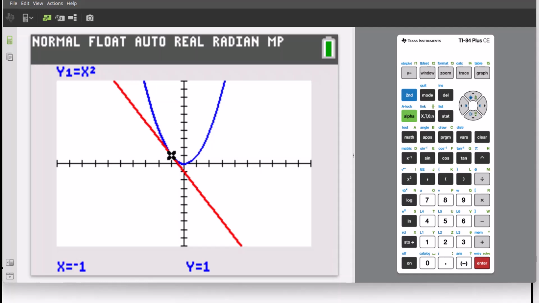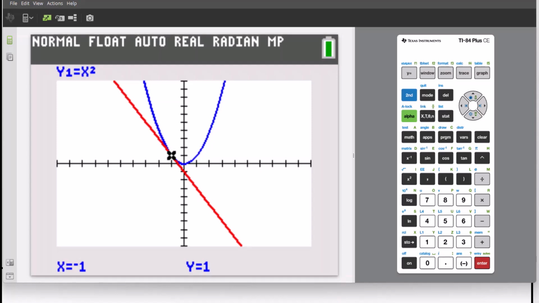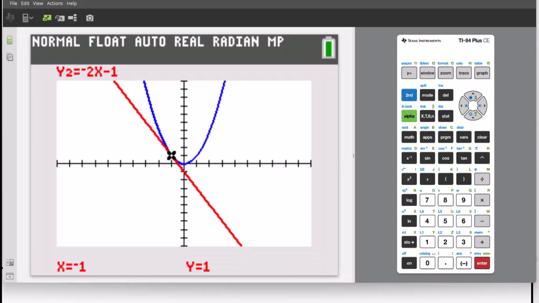And notice that at that location, it doesn't matter if you're standing on the parabola or on the line, the y coordinates will be the same. It gets us y equal to 1 when we're on the parabola, and when we jump to the line and go to -1, the y coordinate is also equal to 1. So that's what we want to see.